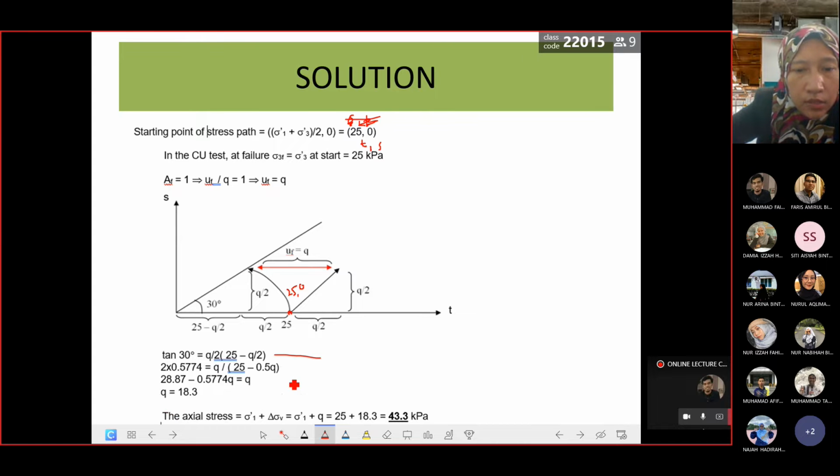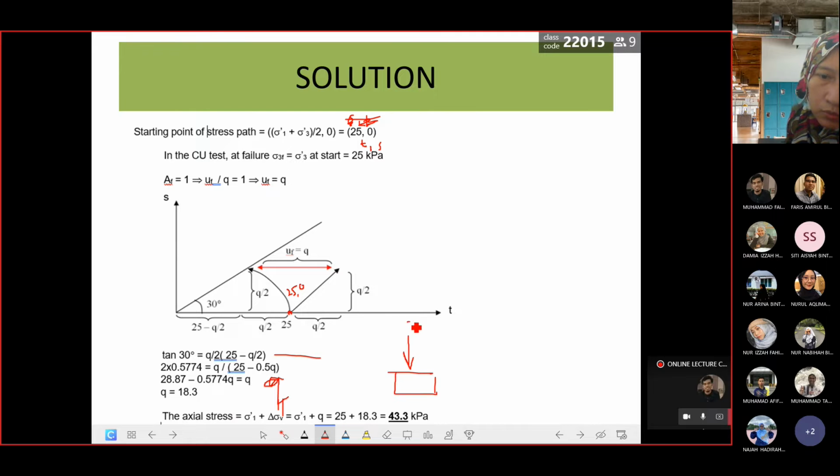In order to get the axial stress, so dalam this one dia bagi effective sigma 1 plus dengan increment sigma V. Sigma V ni dalam kes ni dia sama dengan Q. Okay. So 25 plus dengan 18.3. So we have the answer for axial stress sama dengan 43.3. So for axial stress ni adalah daya yang you kenakan masa you letak atas chamber tu. Berapa nilai tegasan yang kita apply to the sample.